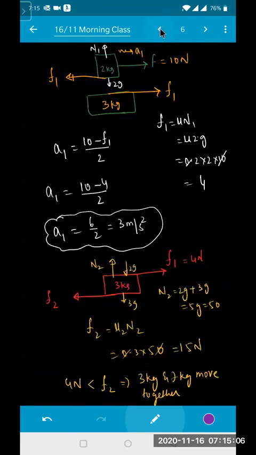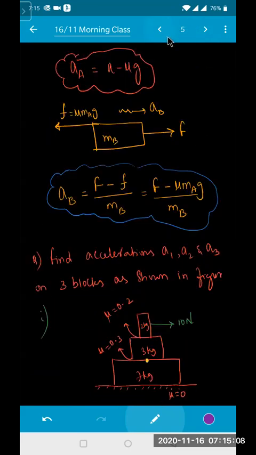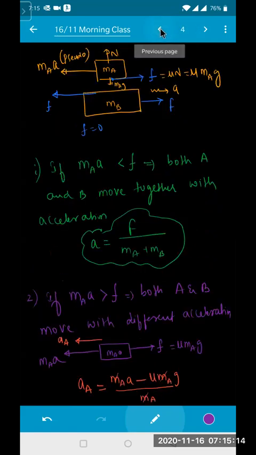I hope you are clear with our block and block problems. Now you can take your college material problems and you can do the problems related to your block and block. Have you done the chain and chain problems, beta?